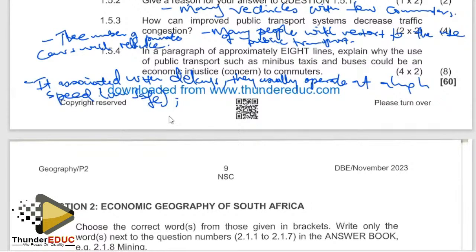Number 3, it's usually overloaded. The overload of the buses also makes it unsafe, because they overload as they want to make more money. Also, and lastly, we can say that overcrowding in the buses.